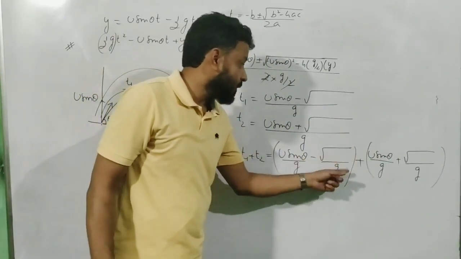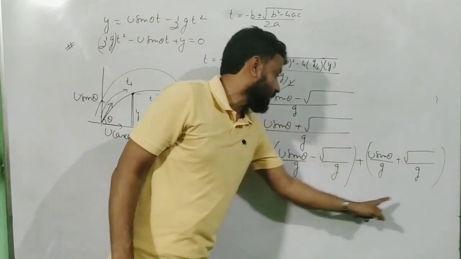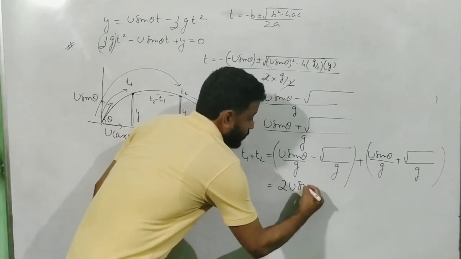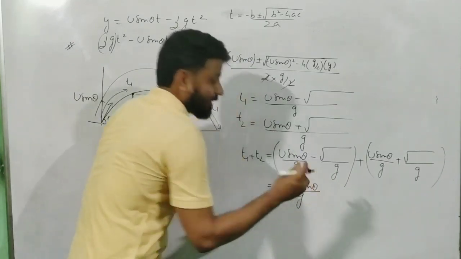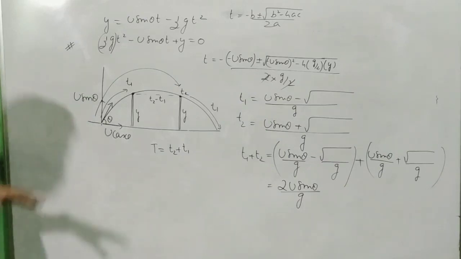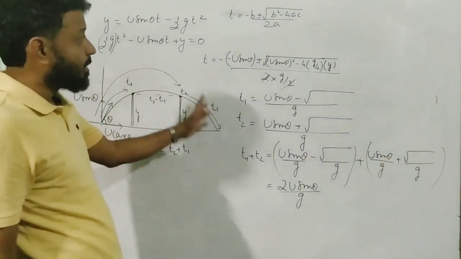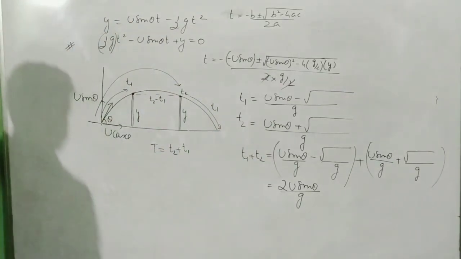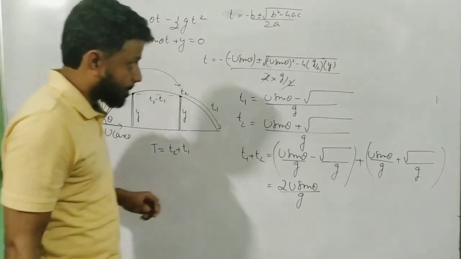Now if I open the bracket, this term and this term will get cancelled out. There is a minus here and there is a plus here. So what you got? You got this as 2u sin theta by g. And what is that? It is exactly nothing but time of flight. You might be thinking, why sir is teaching all these things? This is just to prove you something. And that something is this.